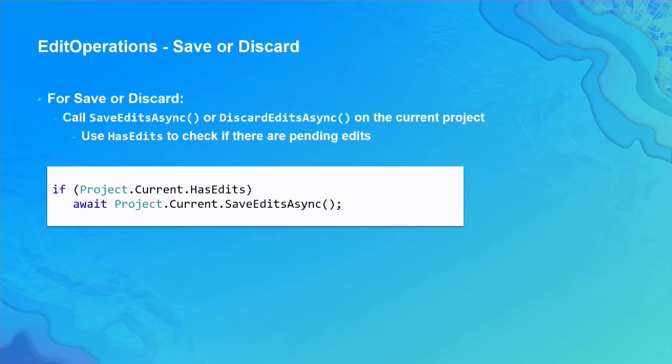We can tell if a project has edits or is in an edit session. This will be a long translation if you do see it. Project.Current.HasEdits, true or false. And then I can just save the edits. I can also discard the edits as well. DiscardEditsAsync. It's fairly simple.